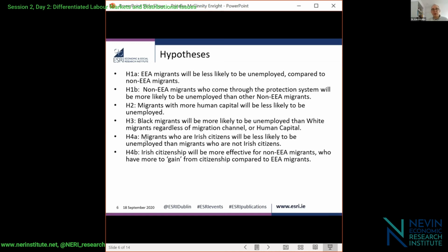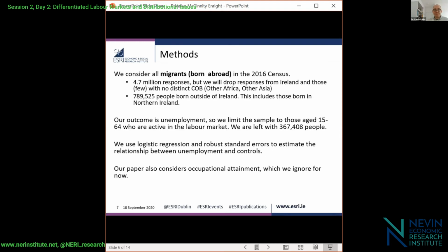And then the last two are tied to that citizenship point. We expect that migrants with Irish citizenship, those who say they're Irish nationals, will be less likely to be unemployed when we compare them to migrants without Irish nationality. And the last hypothesis on that point is that the effect may depend on whether they're non-EEA migrants, so migrants from outside the European Economic Area.